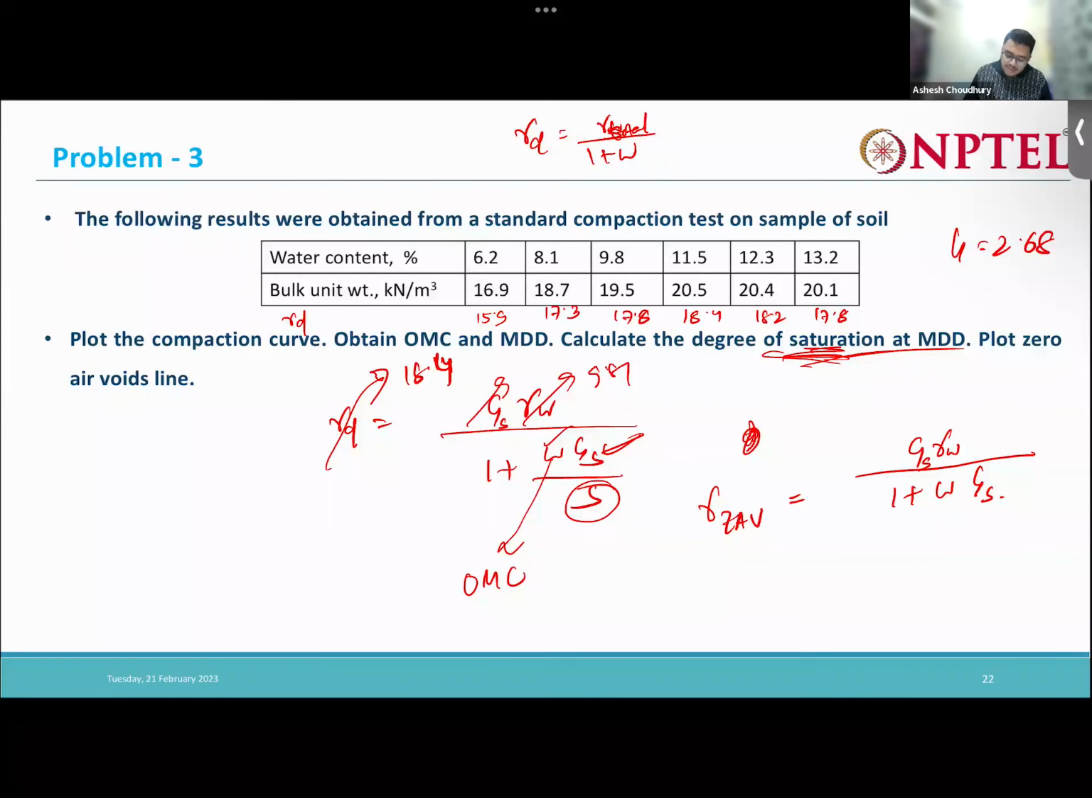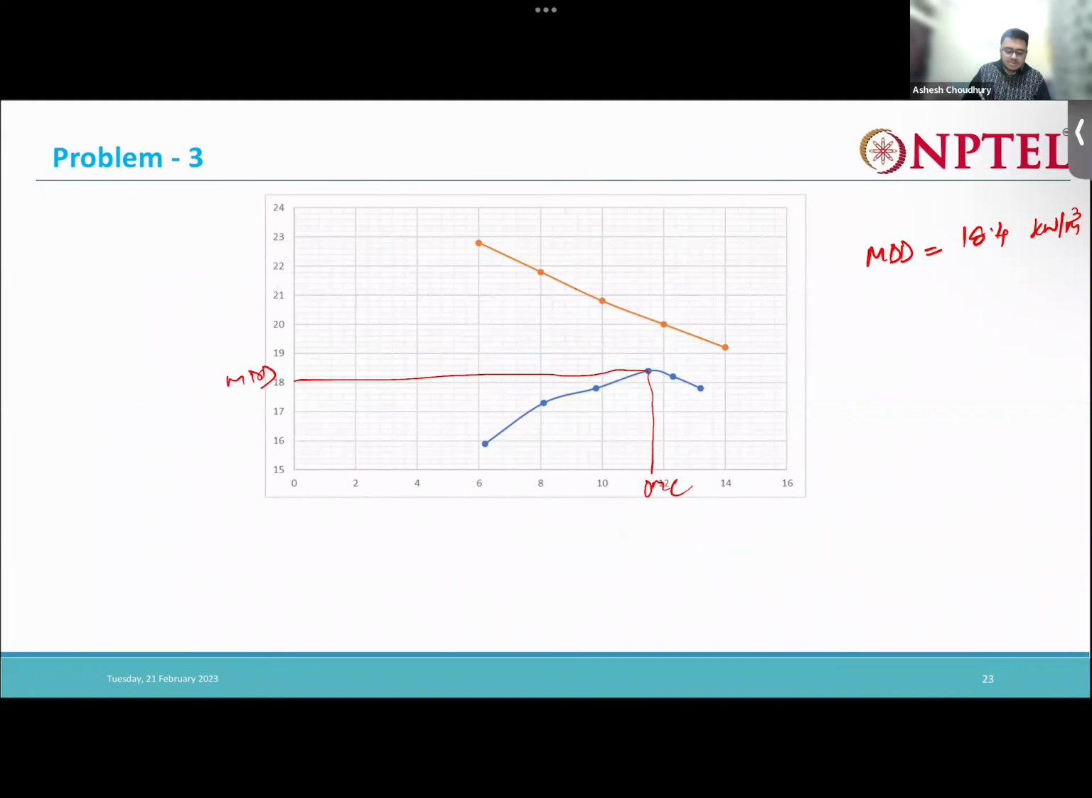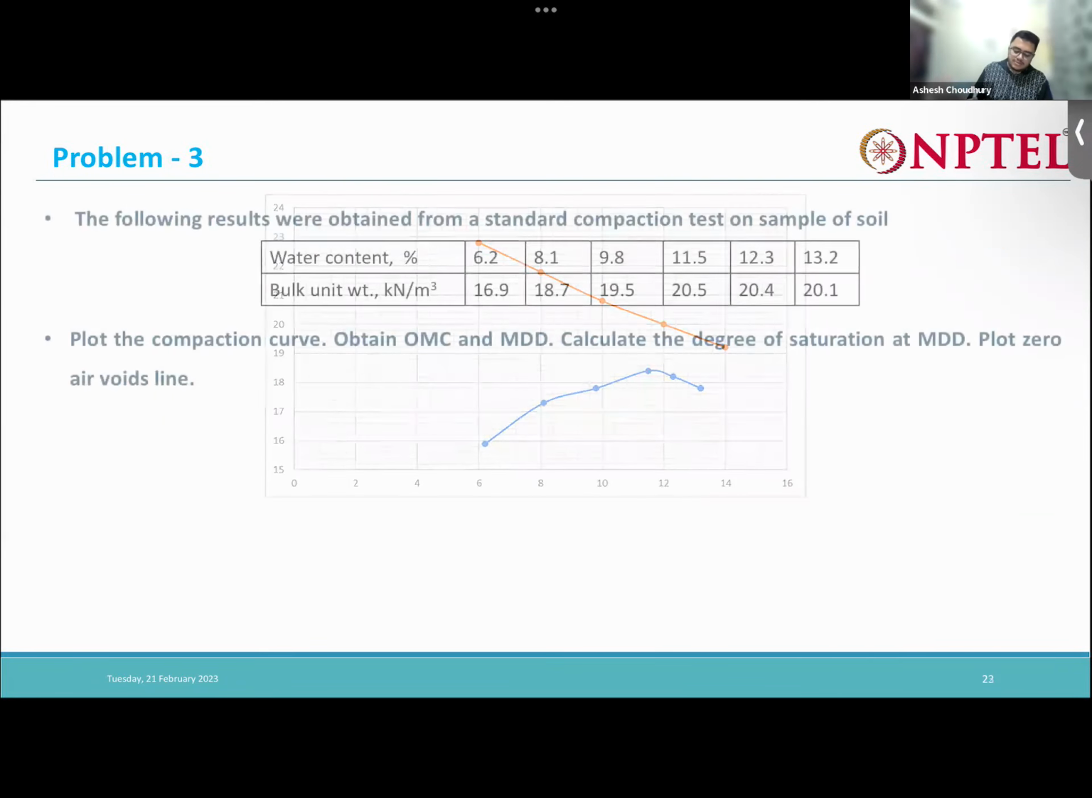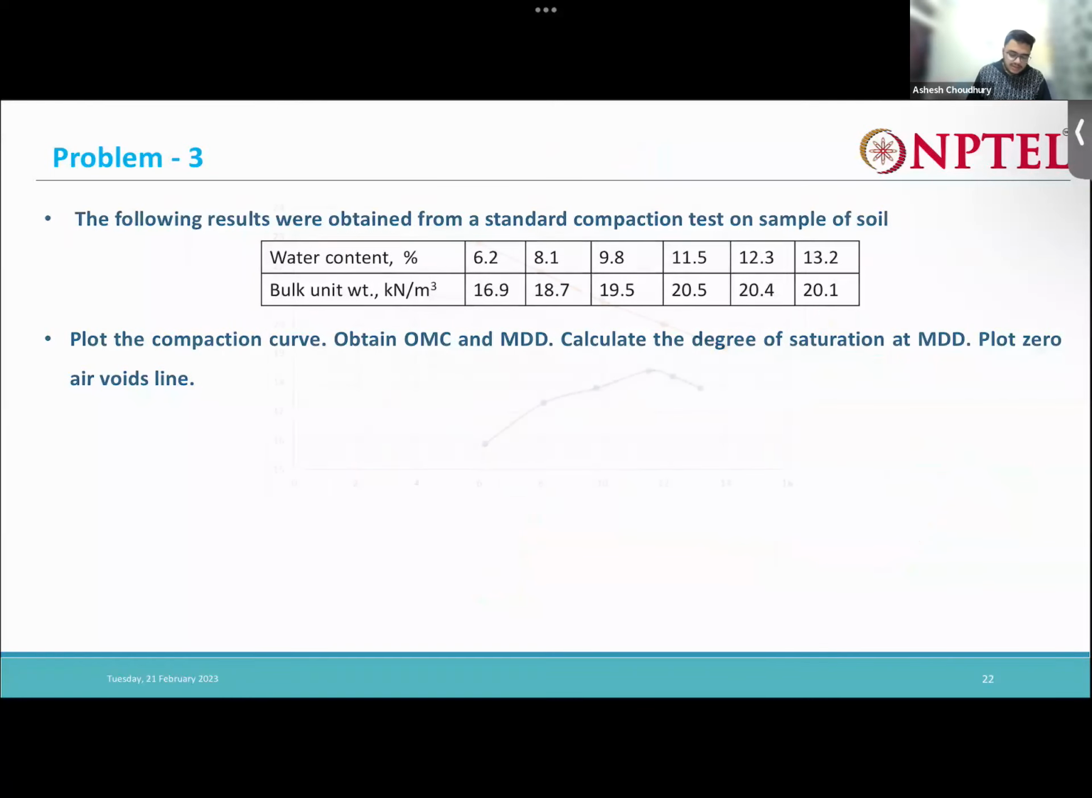You just take some values of water content, say 5%, 6%, 10%, and you will get some values of dry density. Then you plot the points, you will get a line like this. So this is my zero air void line. Very simple, nothing. Just put the values in the relation. For some water contents you get the values of density, just plot the points, and you will get our zero air voids.